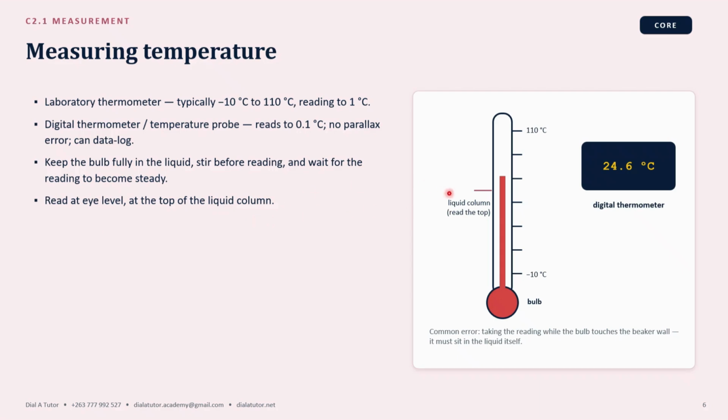At the top of the liquid column, what do they mean? They mean at the very top, at the very last here. And then that's where you make your readings at eye level, and that also prevents the parallax error.